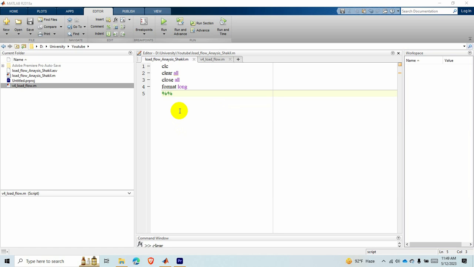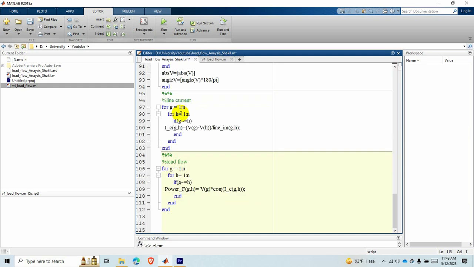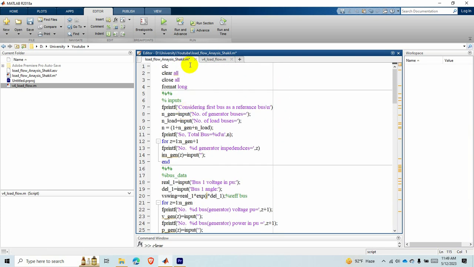To utilize the time properly, I am going to paste my written code here. Here is the code. At first I'm sending a message to the user that we are considering the first bus voltage as a reference voltage. Then I'm taking the input of the number of generator buses, then the input of the number of load buses. So the total number of buses will be 1 plus n gen plus n load. So I'm sending the message that the total number of buses is equal to n.